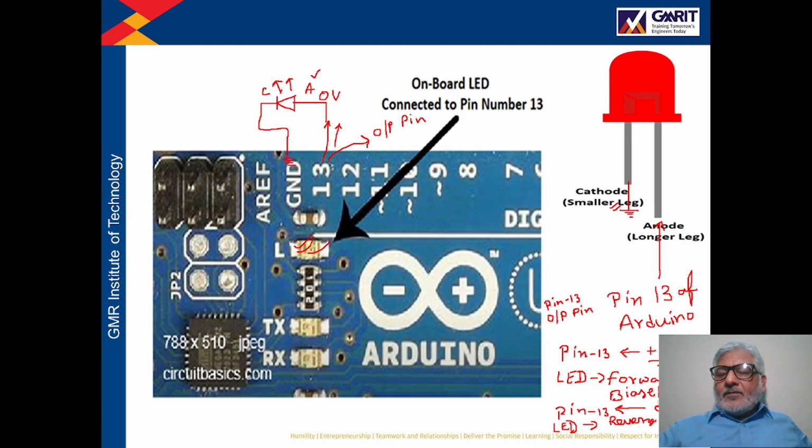And if it is reverse biased, then the LED is off, right? So to make the LED off, from pin number 13 we have to generate 0 volt, and to make the LED on from pin number 13 we have to generate 5 volt. So our pin number 13 should be an output pin, as well as a digital pin.